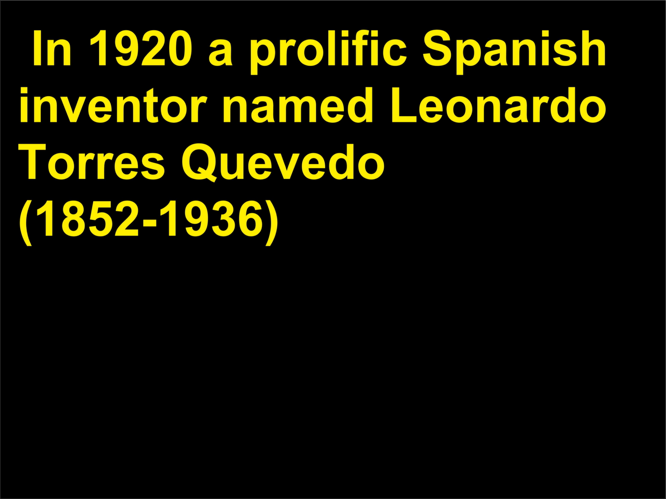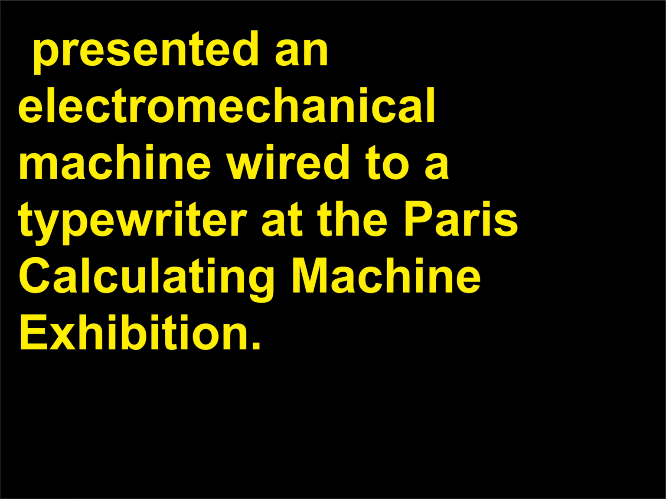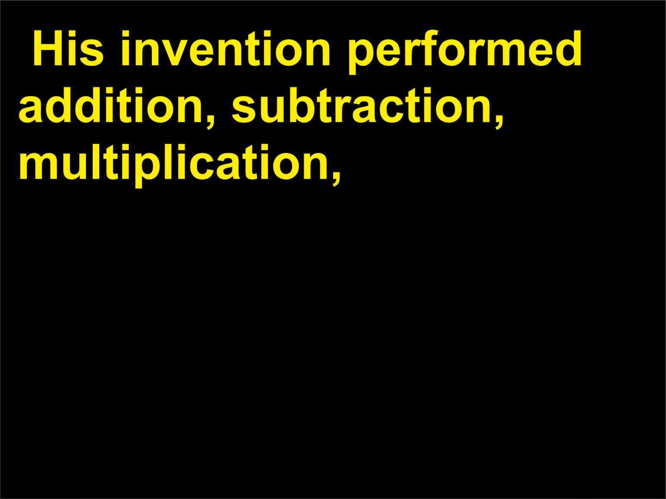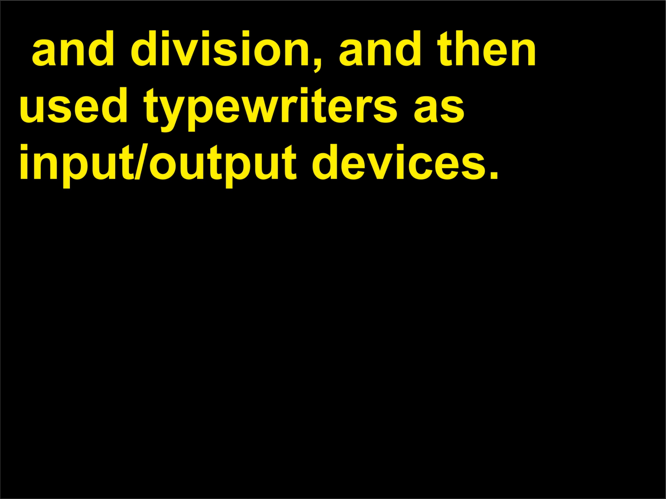In 1920, a prolific Spanish inventor named Leonardo Torres Quevedo (1852–1936) presented an electromechanical machine wired to a typewriter at the Paris Calculating Machine exhibition. His invention performed addition, subtraction, multiplication, and division, and then used typewriters as input/output devices.